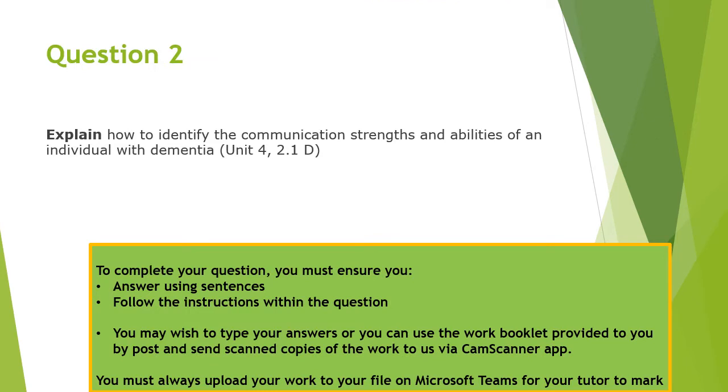So question number 2 is asking you to explain how to identify the communication strengths and abilities of an individual with dementia. So think about the last slide, think about some of the ideas on there that have been discussed, but also do some research and look for some of your own ideas. And remember, it's a level 2, it's an explanation, so you need to write in sentences and provide paragraphs to answer the questions.